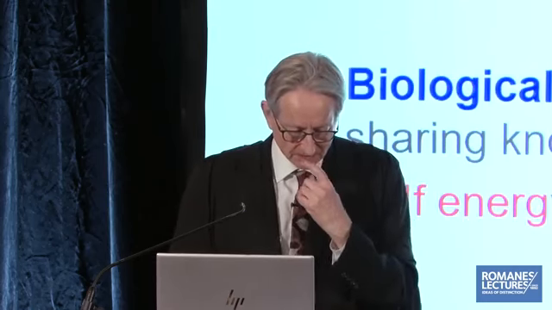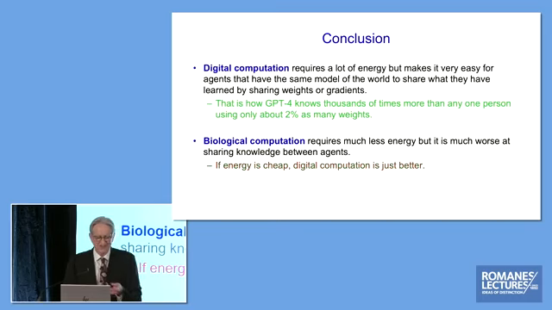So my conclusion, which I don't really like, is that digital computation requires a lot of energy, and so it would never evolve. We had to evolve making use of the quirks of the hardware to be very low energy. But once you've got it, it's very easy for agents to share. And GPT-4 has thousands of times more knowledge in about 2% of the weights. So that's quite depressing. Biological computation is great for evolving because it requires very little energy. But my conclusion is that digital computation is just better.